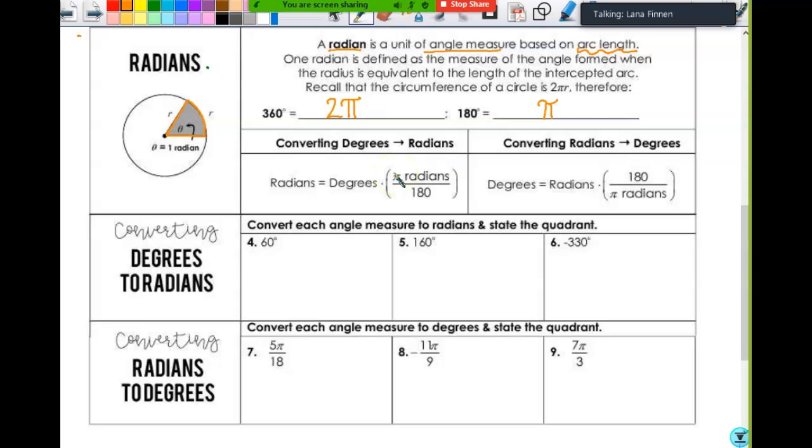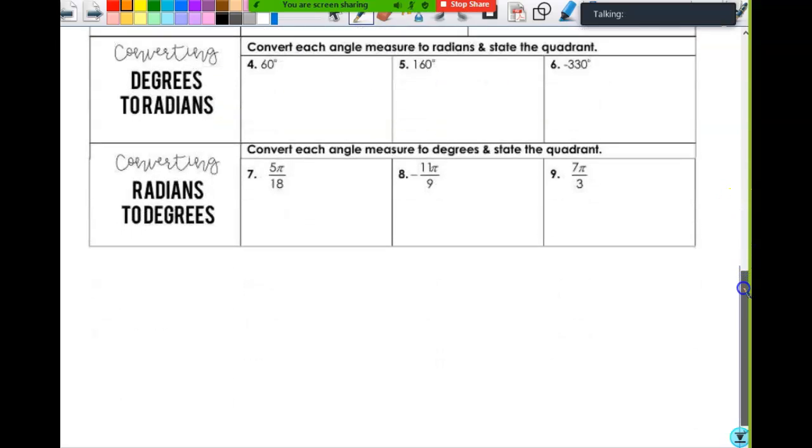You can talk about radians as whole numbers and decimals. So I could say I have 1.347 radians. But that's not how we're looking at it right now. Everything's going to be exact, which means that there should be a pi in your answers when you see radians for right now, until we really get the hang of it. Okay. So we're going to convert. It says convert each angle measure to radians and state the quadrant.